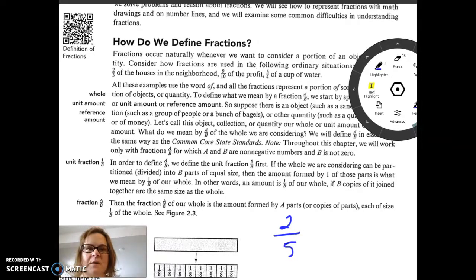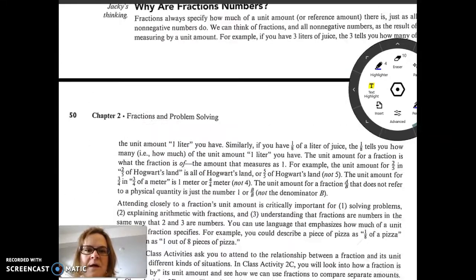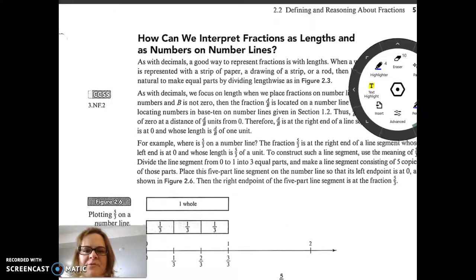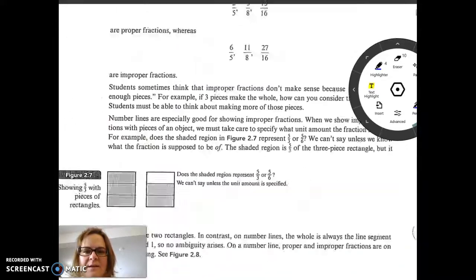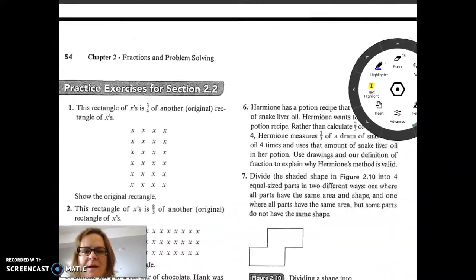We're not going to be thinking about fractions like 2/5 as 2 out of 5. That's not the definition that we're going to use. We're looking at 2/5 as its proper definition, which would be 2 groups of 1/5, or 2 parts. Each part has a size of 1/5. So be mindful of that as we get through this chapter, because that's going to help you in the next section when we multiply fractions.